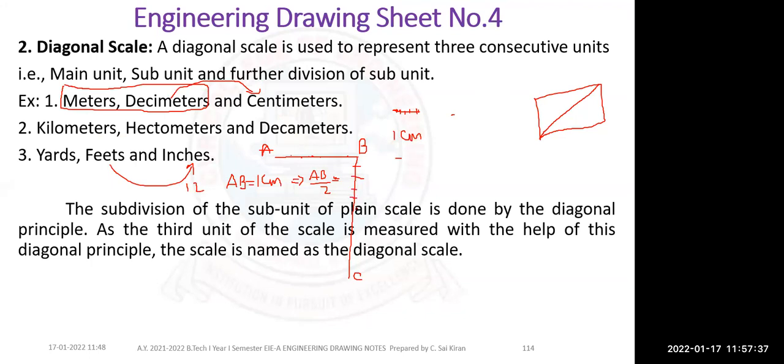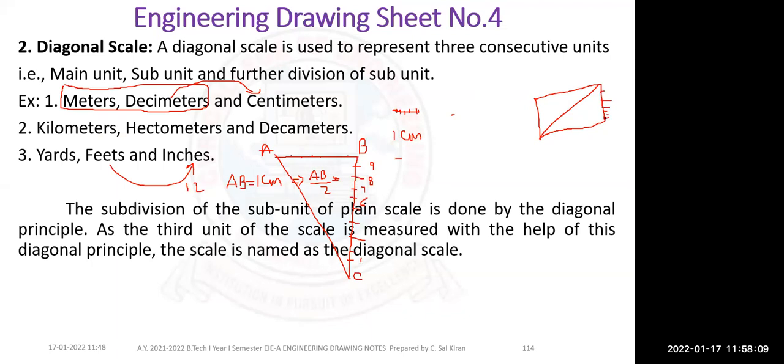You have to divide this BC line into 10 equal parts, and you have to join A to C as a diagonal. If you consider ABCD as a rectangle, you will join C to A, which is a diagonal. Now this is my 9th point, this is my 8th point, this is my 7th point, this is my 6th, and so on. This is my first point. After drawing the diagonal, I divide this into equal parts.